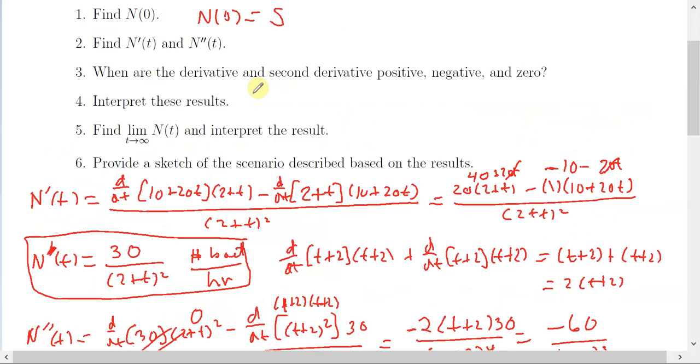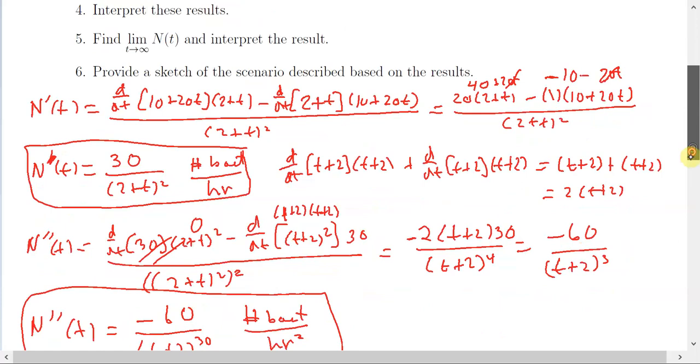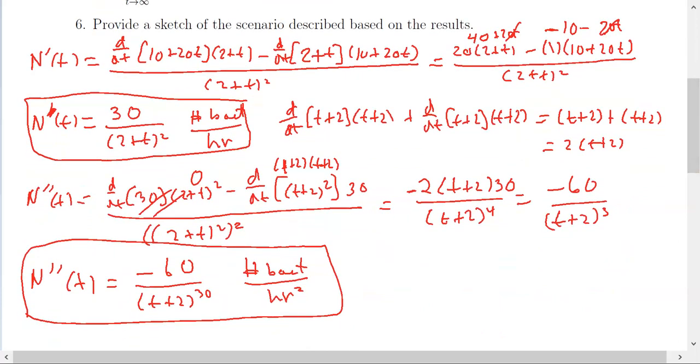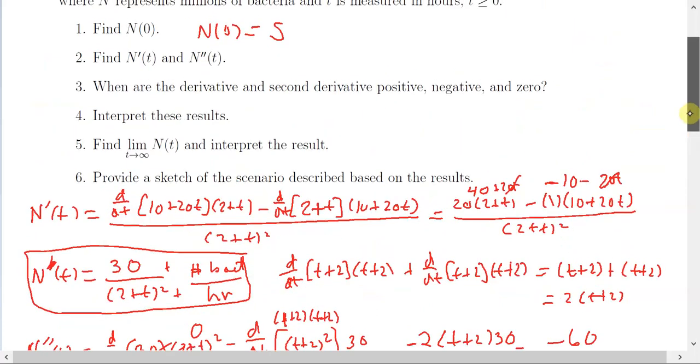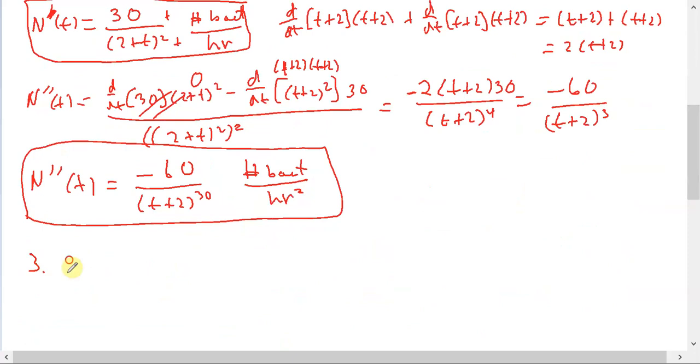Okay, so now it asks, when are the derivative and the second derivative positive, negative, or zero? Sort of what we did with the velocity, trying to figure out when it's moving forward, backwards, or whatever. But when I look at this, that numerator is just 30, so that's always positive. And the denominator is a square, so it's also always positive. So for number 3, the derivative is positive for all t, which means I have positive growth.